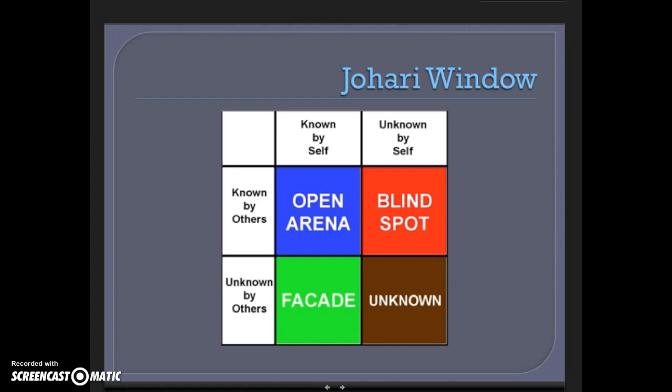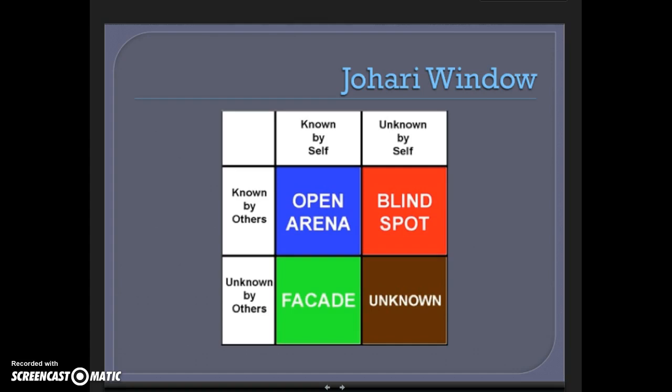The Johari window is broken into 4 different window panes. And the first one is known as the open arena. In the open arena, we know whatever it is about ourselves, and others know it as well. So it may be that people are married, or have X number of children, or drive a certain kind of car.